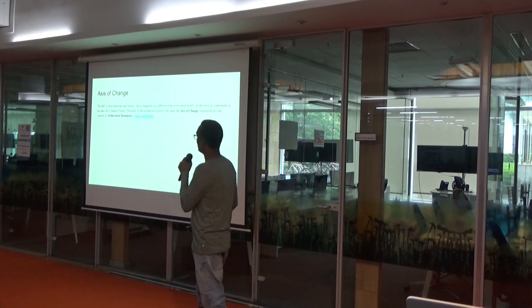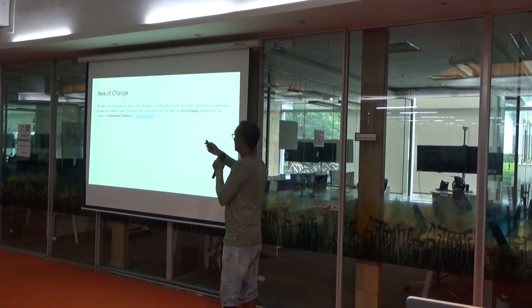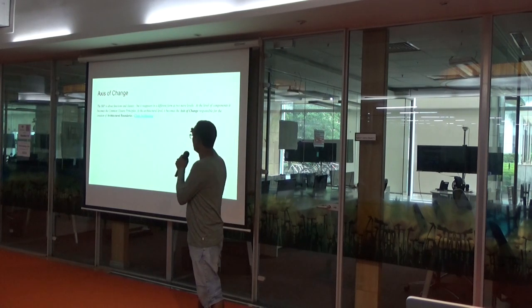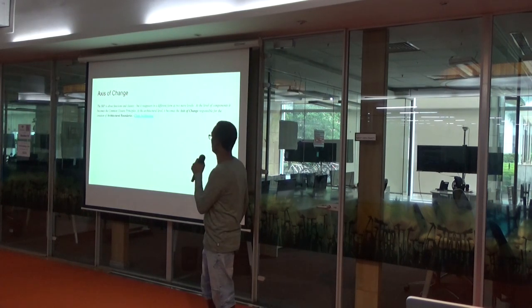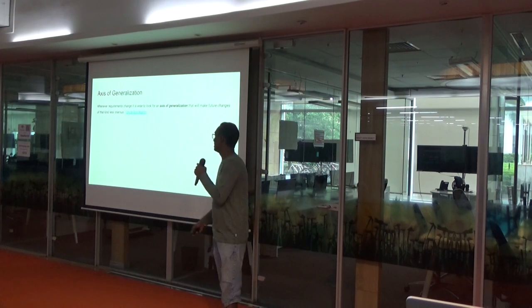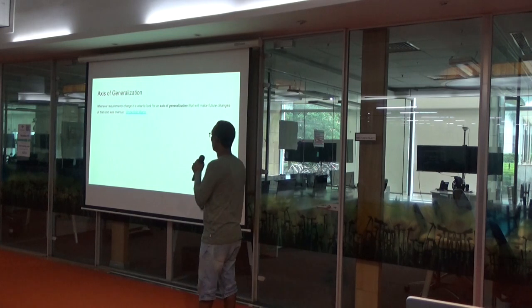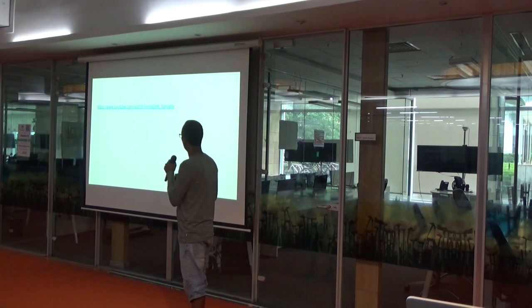So this idea is not novel. People have referred to identifying the axis of change and hence applying the single responsibility principle. Similarly, Uncle Bob, who is a well-known speaker, talks about axis of change.